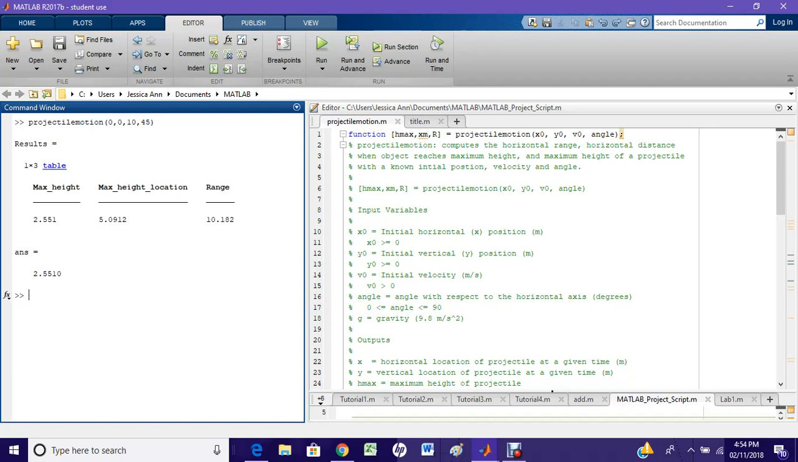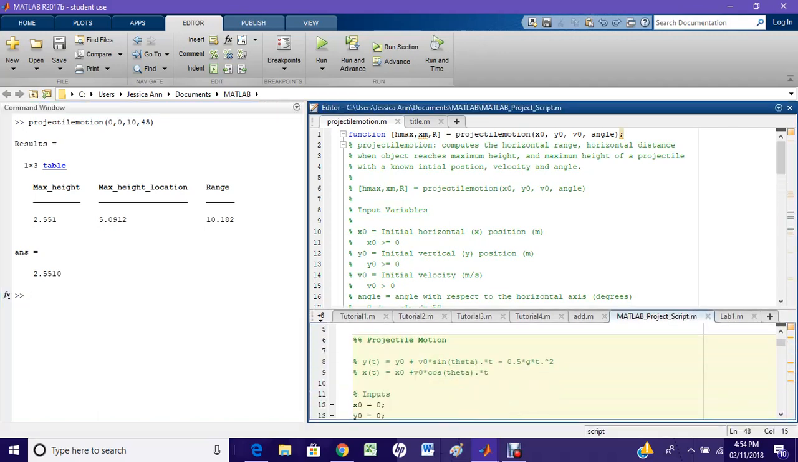This is my project demonstration for my MATLAB Engineering 267 project for projectile motion function. Here is my function with outputs of the maximum height, the location of the maximum height, and the range of the projectile when you have inputs of the initial x position, initial y position, initial velocity, and the angle.